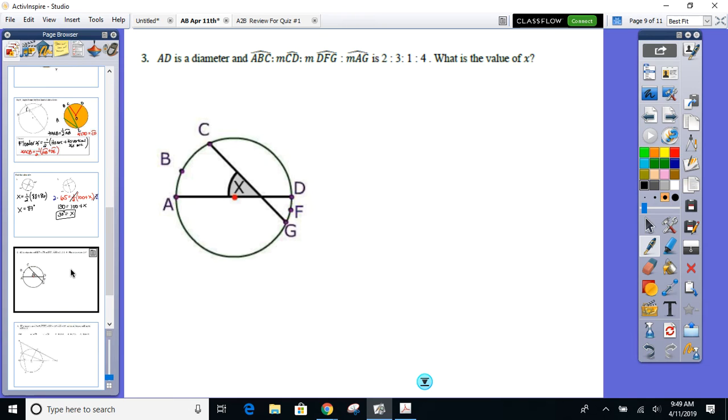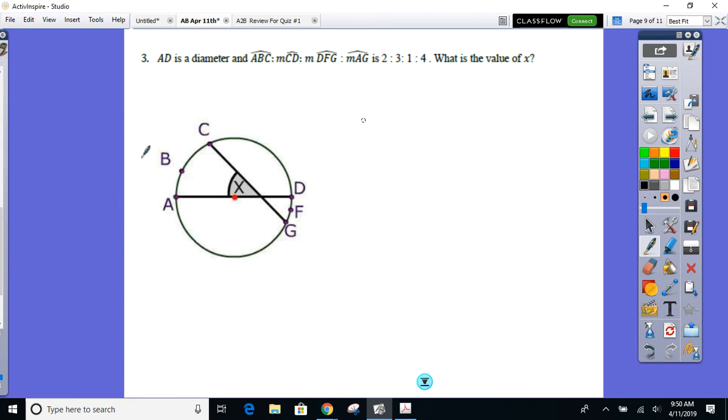All right, let's start getting used to this here. Numbers in a ratio. What have we been doing with them all year long? Add an x to them. So, ready, everyone? Arc ABC is going to be represented by 2x. Keep going. Arc CD is going to be represented by 3x.